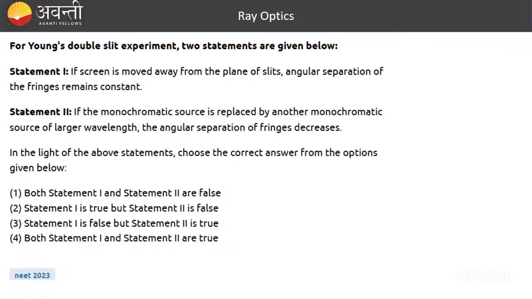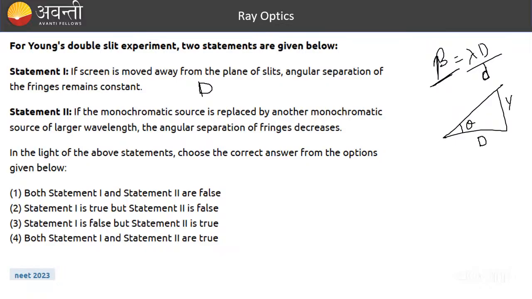So what is the statement? Read it carefully. The screen is moved away from the plane of slits, that is, D is increasing. Okay. Angular separation of fringes remains constant. Just now I told you that the linear separation of fringes, beta, is lambda D by d. Whenever you have to calculate angular separation, divide linear separation by capital D. Because if you remember, I called this theta, this y, and this capital D. So if you talk about angular separation of fringes, let's say one fringe is here, another is here.